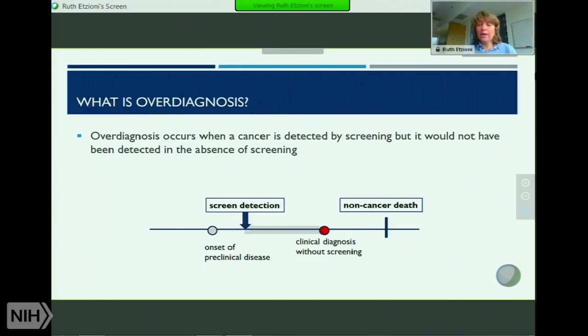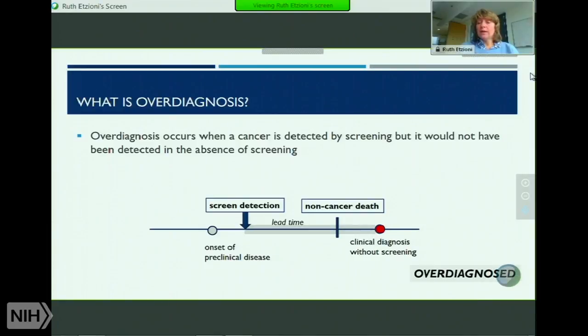absence of screening. So here we have a schematic of a cancer that has a time of onset, a time of clinical diagnosis without screening, and I've also shown the point at which non-cancer death would have occurred. So in this case, death from other causes, non-cancer death, would have occurred after the time of clinical presentation of the tumor. Screen detection advances the date of tumor diagnosis, and the interval by which the diagnosis is advanced is called the lead time. And because this screen-detected cancer would have been detected in the absence of screening within the lifetime of the patient, it is not overdiagnosed.